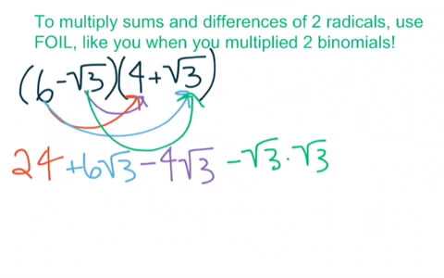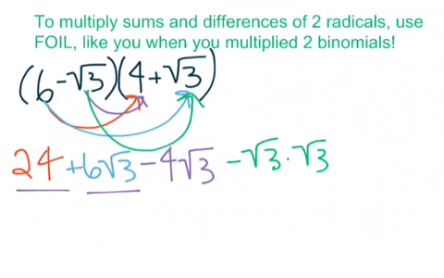To multiply sums and differences of 2 radicals, use FOIL like when we were multiplying binomials. So, if you follow my color-coded example here, 6 times 4 in the red is going to give us 24. For our first terms, or outside terms, is 6 times square root of 3, right here.